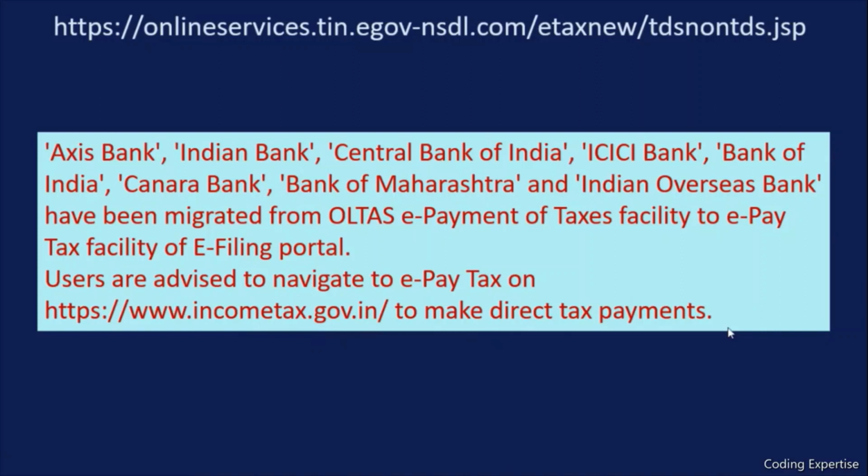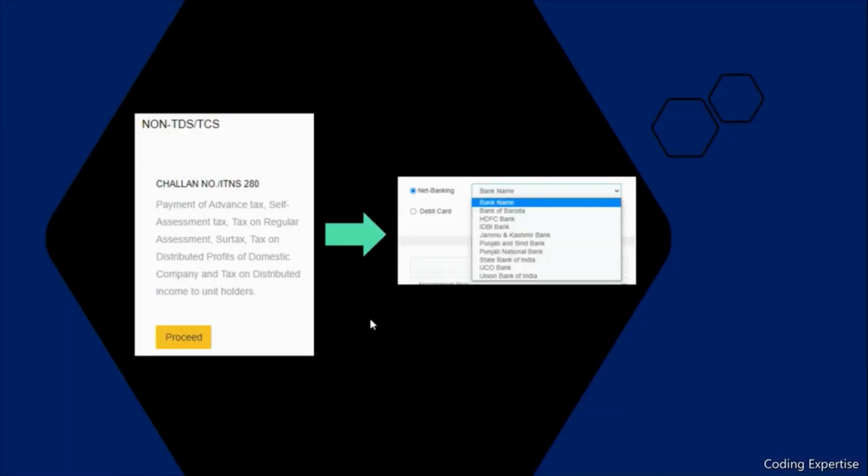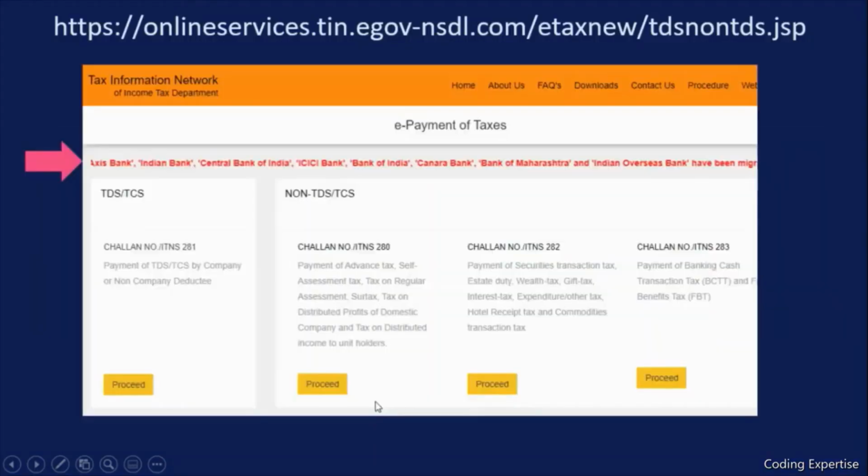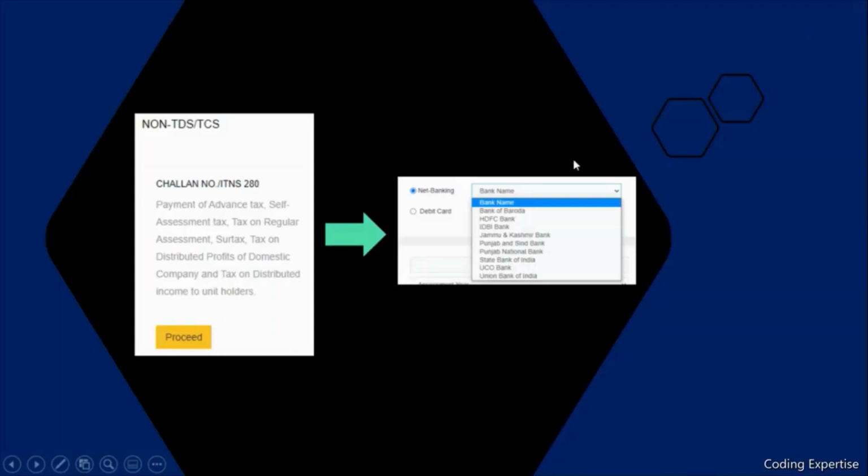I have an Axis Bank account, so I cannot make any payment via this website, onlineservices.tin.egov-nsdl.com. So I'll have to make payment using this website, incometax.gov.in. If you have a bank account from these banks, I mean Bank of Baroda, HDFC, IDBI, Jammu and Kashmir, State Bank of India, UCO Bank, Union Bank of India, you can make the payment by clicking on the proceed button. See, for online services, you can proceed with challan number ITNS 280 with the proceed button. So this is what I'm showing here. If you are with these banks, you can proceed like this.